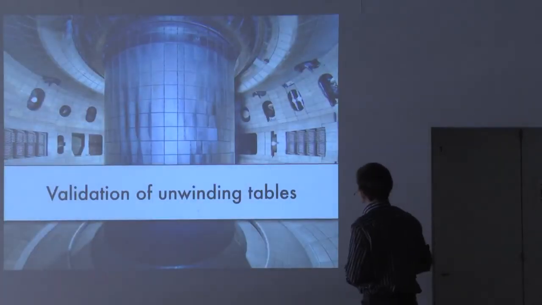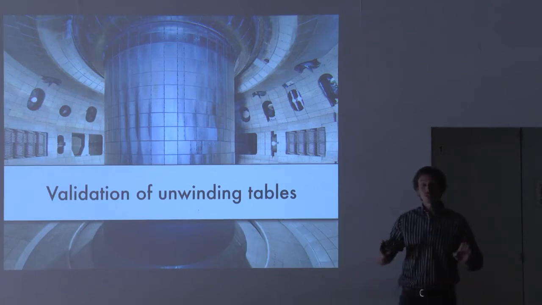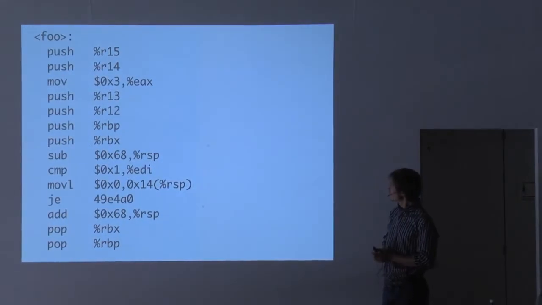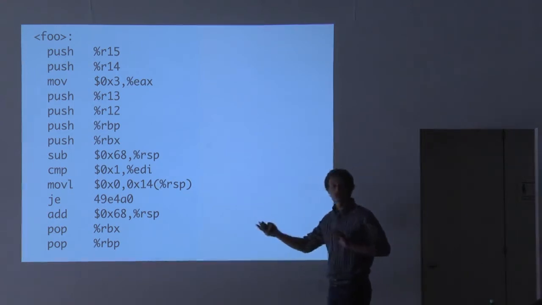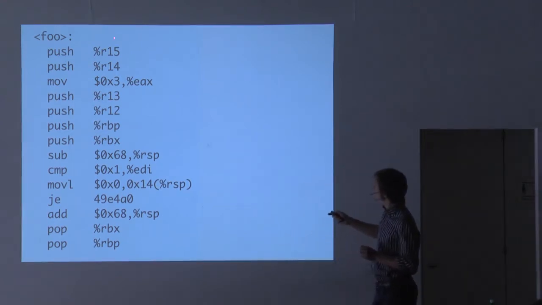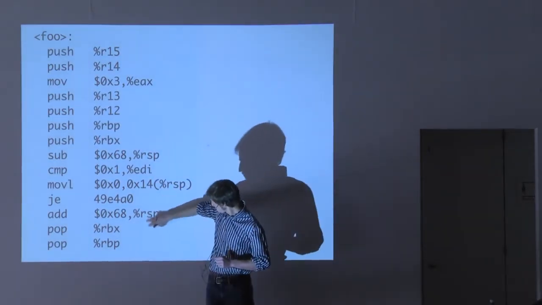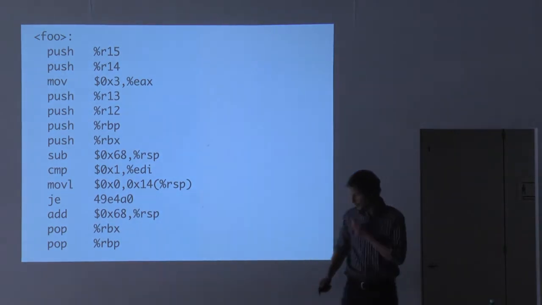So, validation of unwinding tables. Let's try to understand what's in this table. It is not rocket science, it is very simple. So let's take some assembly. I expect you're familiar with push and move. Push is on the stack. So this is a typical prologue. It saves all the callee-saved registers and does some computation, allocates on the stack, frees the stack, restores all the callee-saved registers, and goes on.